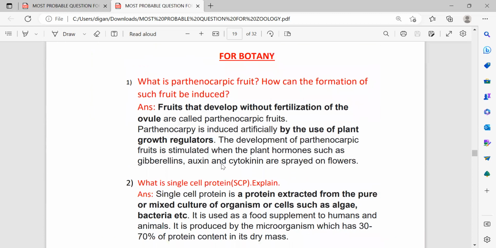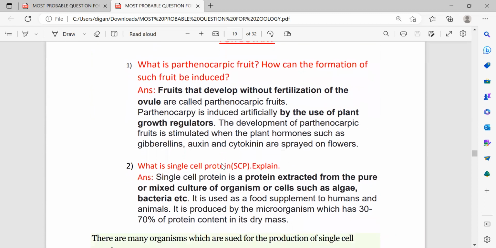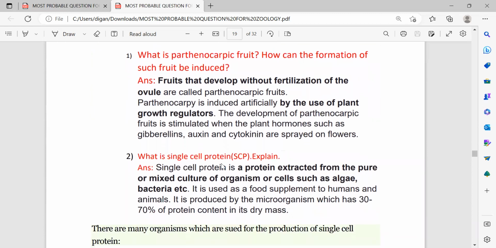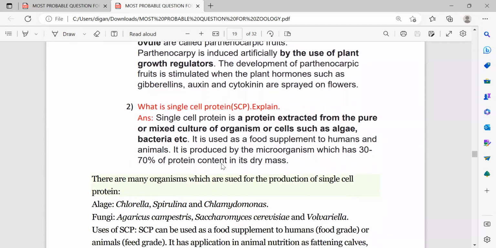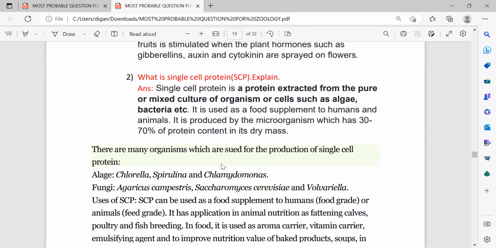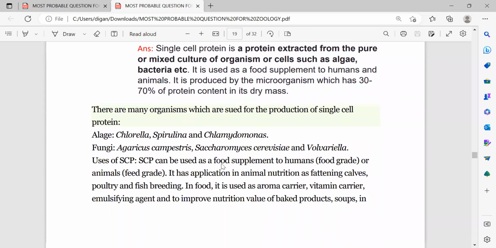Next, important questions for botany. What is a parthenocarpic fruit? How can the formation of such fruit be induced? So this is the definition of parthenocarpic fruit and how it should be induced. What is SCP? It means single cell protein. The definition is given here.